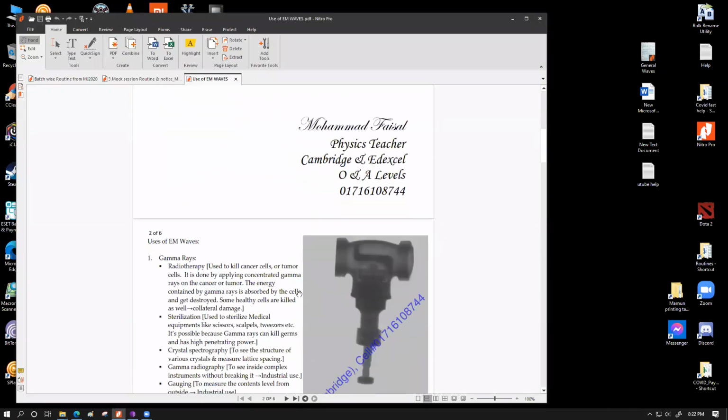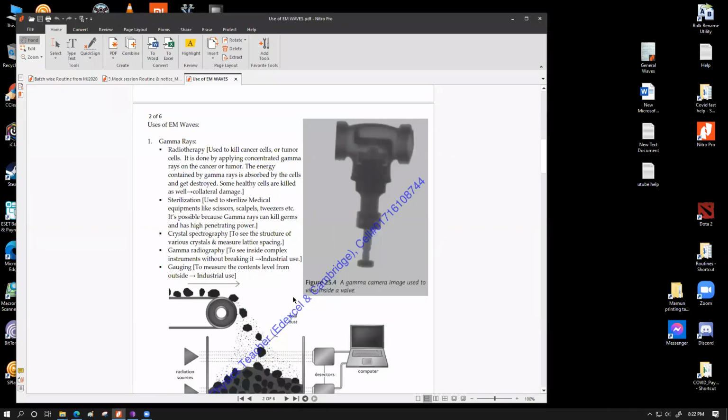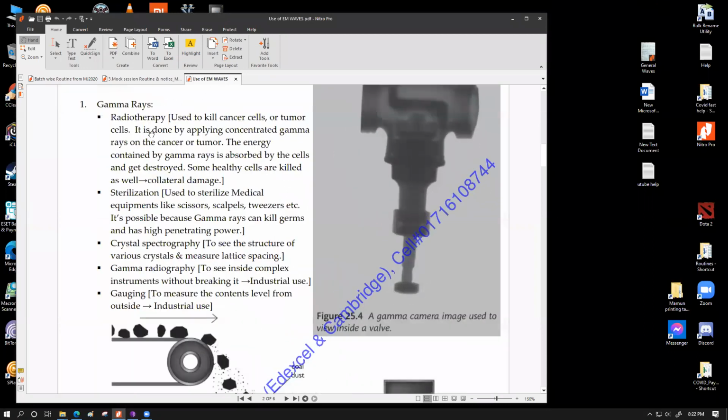এটা মনে করি জোফিয়াম স্পেকট্রামের নোটস। গামা রেজ এখানে দেখো, গামা রেজ এর বেনিফিট হচ্ছে, this is done by applying constant gamma rays on a cancer tumor. The energy contained in gamma rays is absorbed by the cells and they get destroyed. Some healthy cells actually absorb collateral damage. So এটা হচ্ছে explanation. Sterilization কিভাবে হয়, sterilize medical equipment, etc. It is possible because gamma rays can kill germs and have high penetrating power.